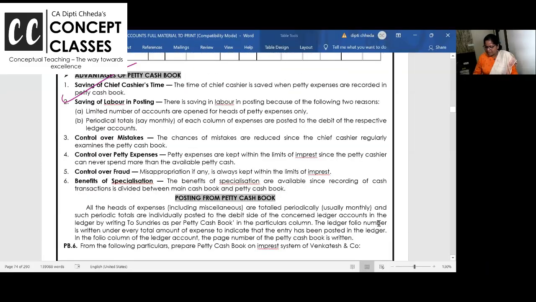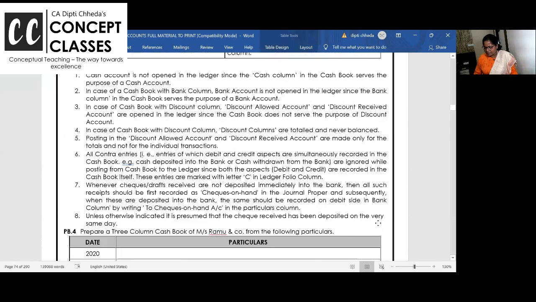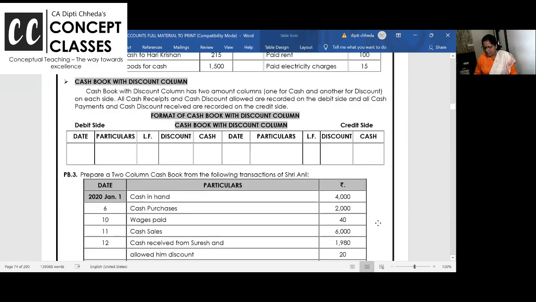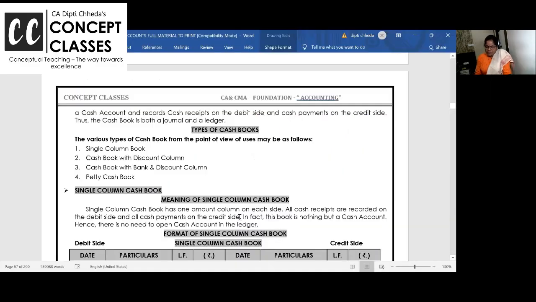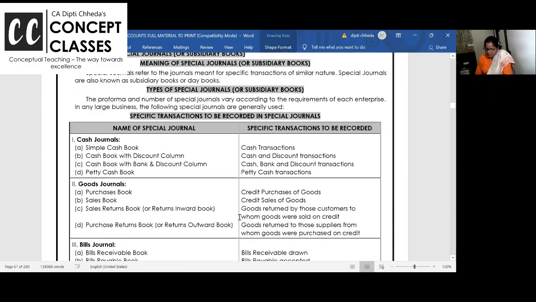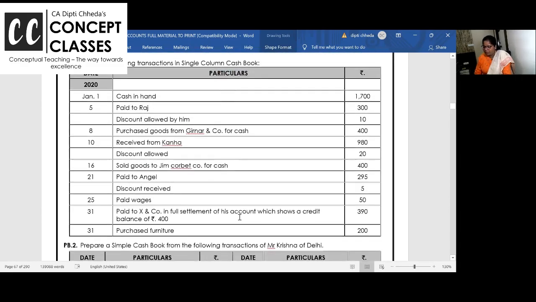Homework, you have to give the answer. The very first problem in the cash book is homework. I asked you to prepare double column also, single column. Single column mein what we will do? Here is Problem 1. We will ignore the discount allowed. It's not that single column accommodate discount allowed. Discount allowed will go in the discount allowed ledger. Okay? Tell me. Did you do the first problem?